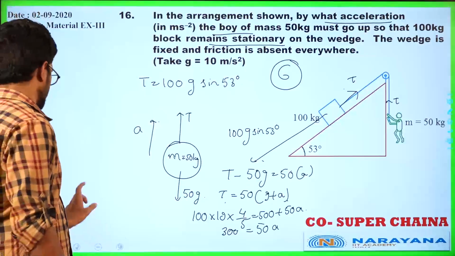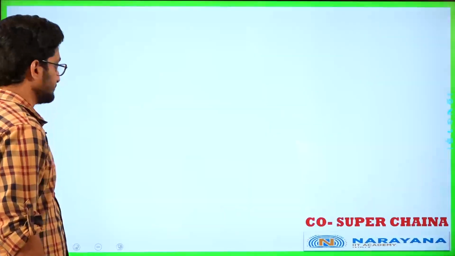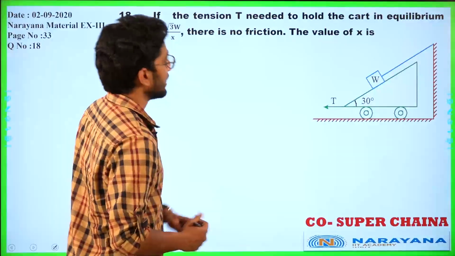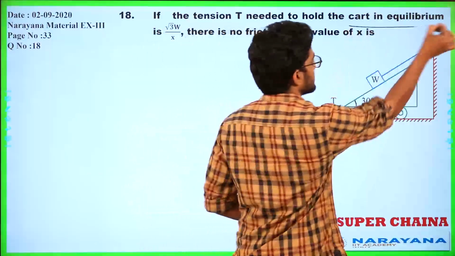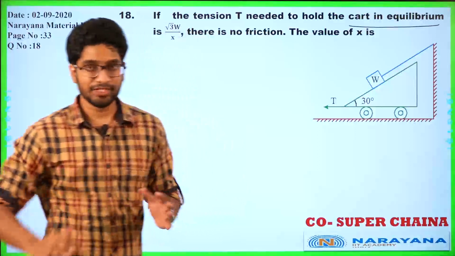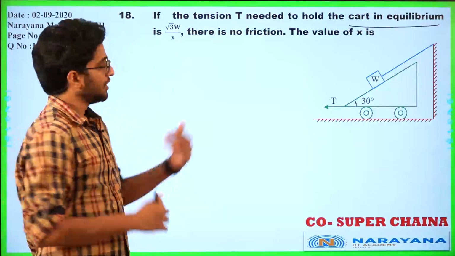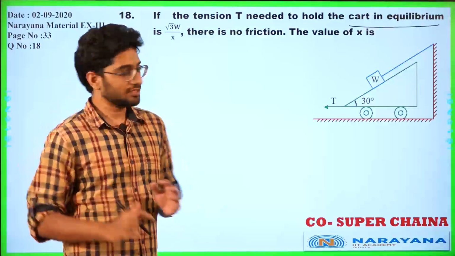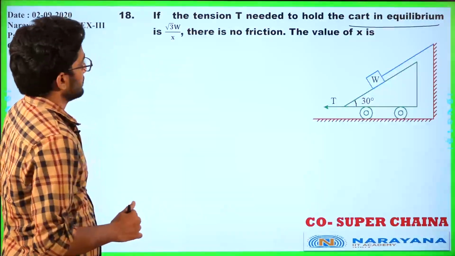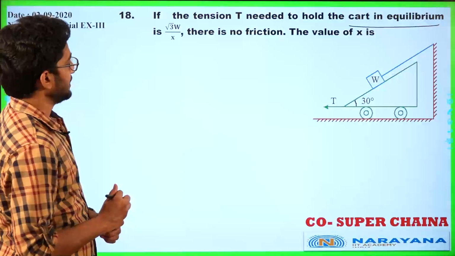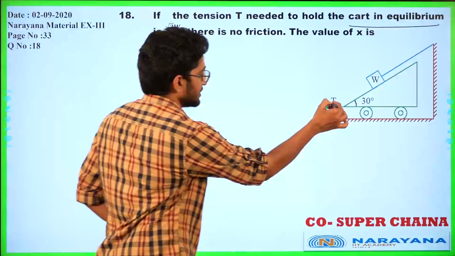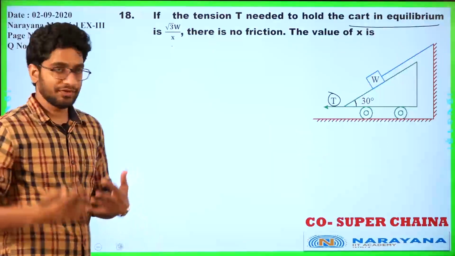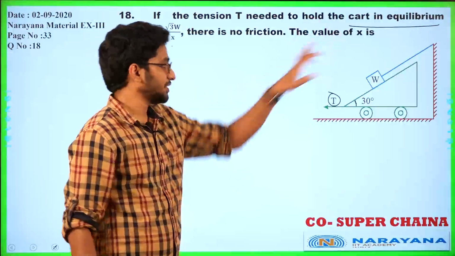Okay. So next, let's move to the next question. Again, what tension T is needed to hold the cart in equilibrium? Whenever there is equilibrium, the problem is easier because you don't have to assume any accelerations, nothing is moving, just balance the forces. So the tension T needed to hold the cart is to be found, but the X value is unknown. So basically we need to find the tension so that everything is in equilibrium.